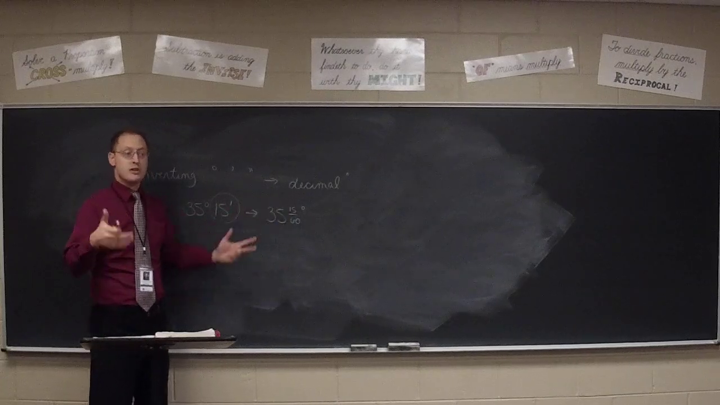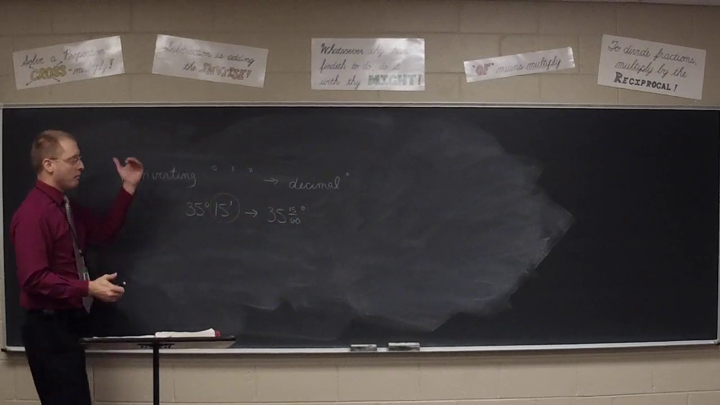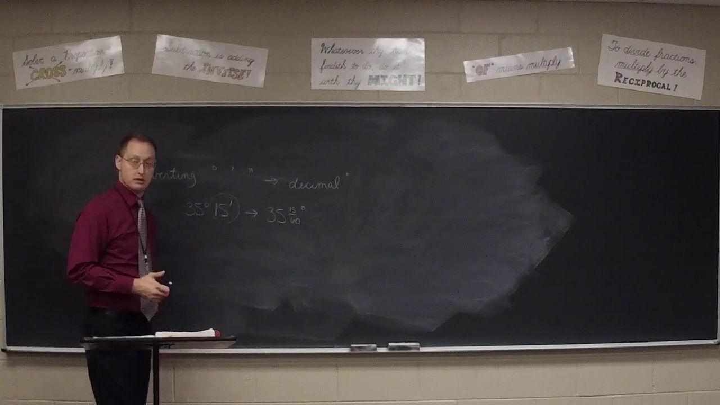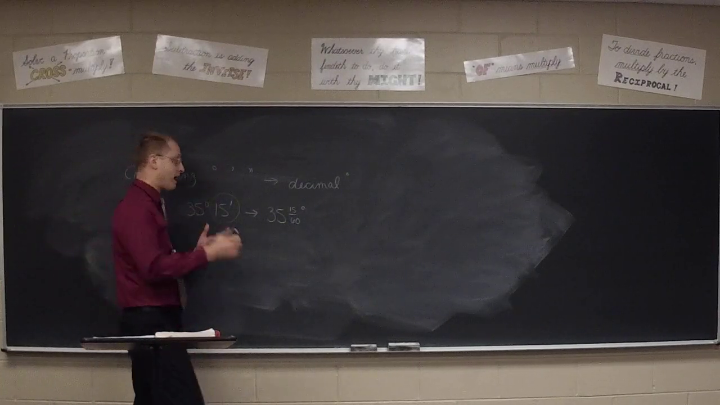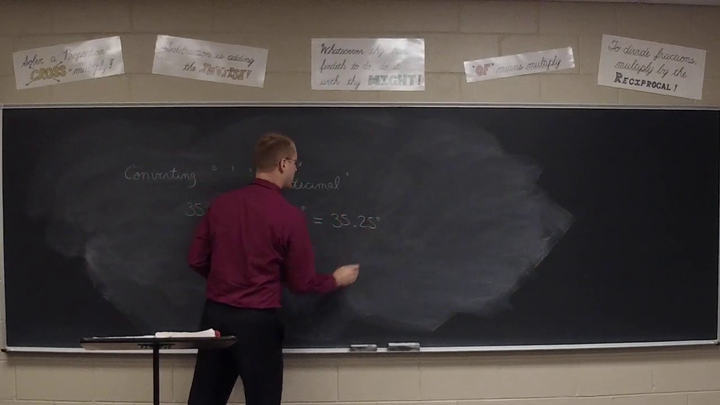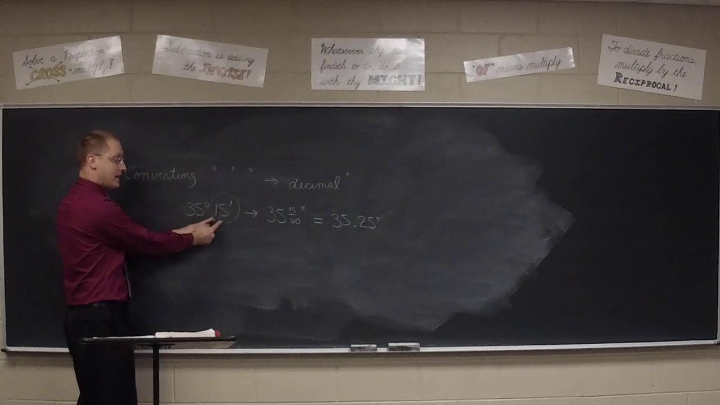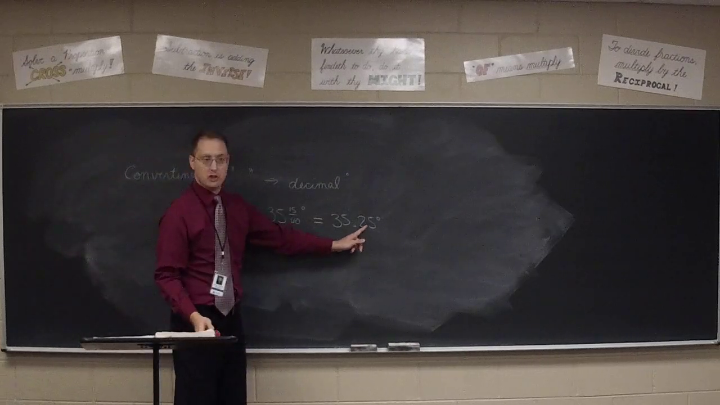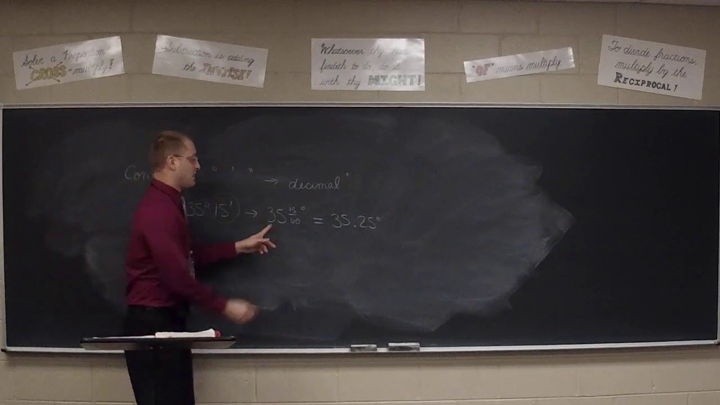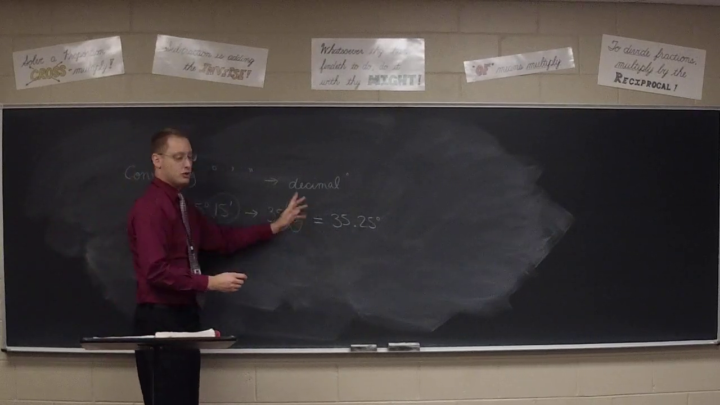Make sense? And then in your calculator or in your head, what is 15 divided by 60? 0.25. So then this equals 35.25 degrees. So instead of 15 minutes, 0.25 degrees gets tacked on. Does that make sense? So 35.25 degrees. Let's do another one.